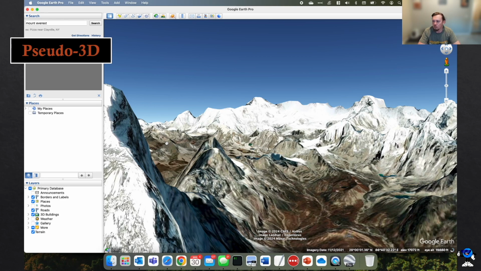Beyond viewing the terrain in perspective view, there are numerous ways of artificially altering the appearance of the terrain to make it more realistic looking. One way is to drape imagery over the surface.